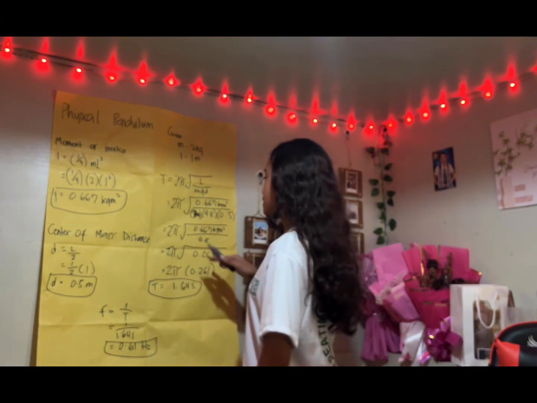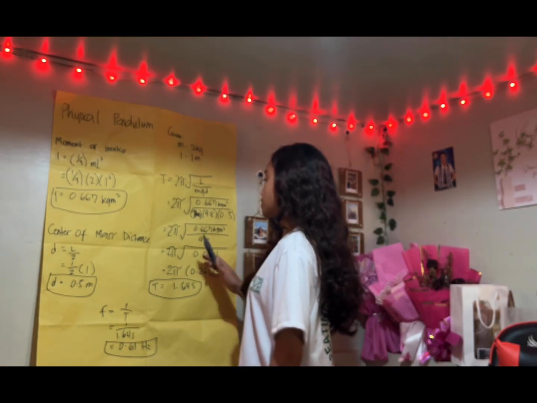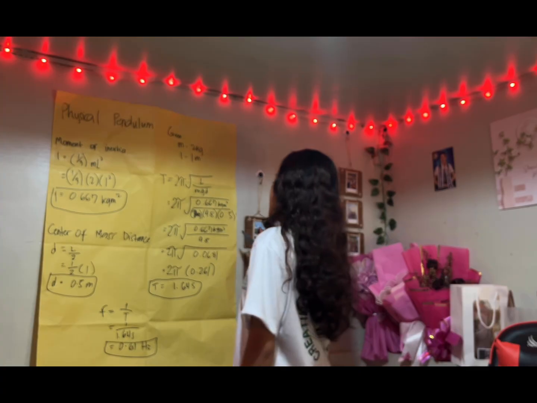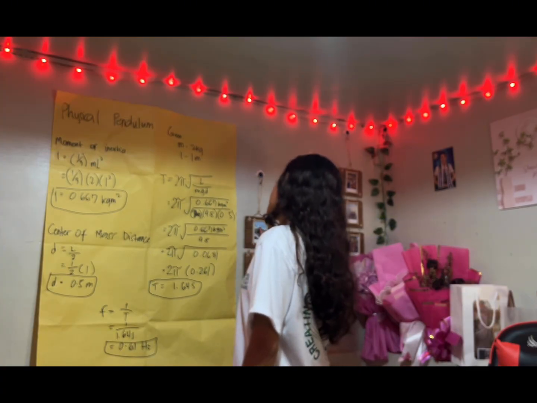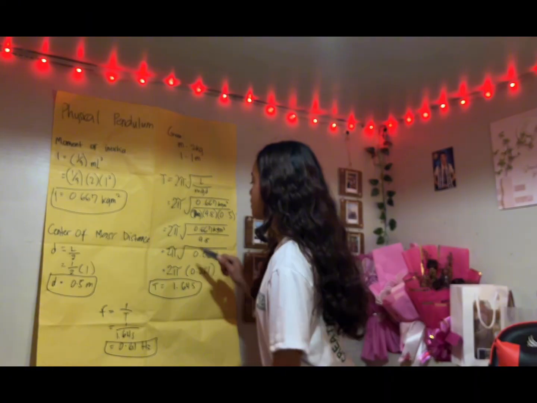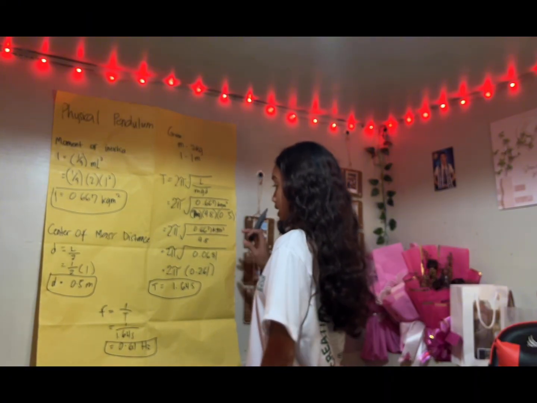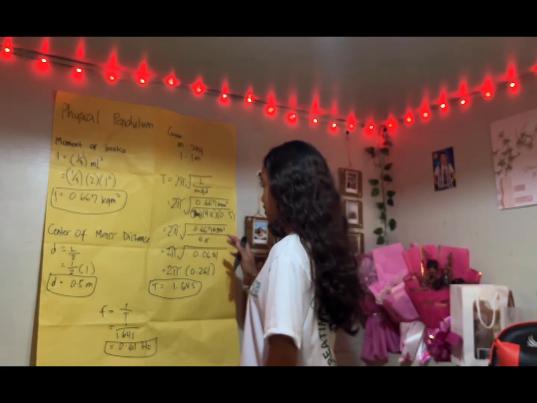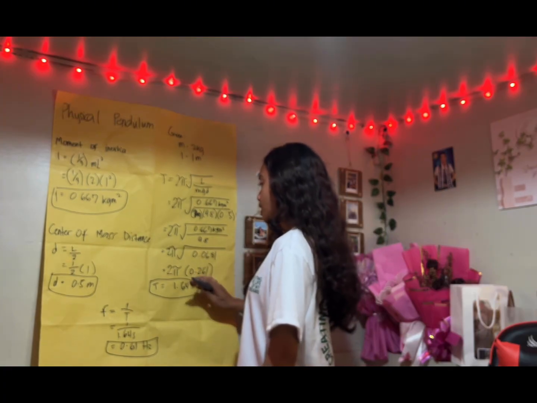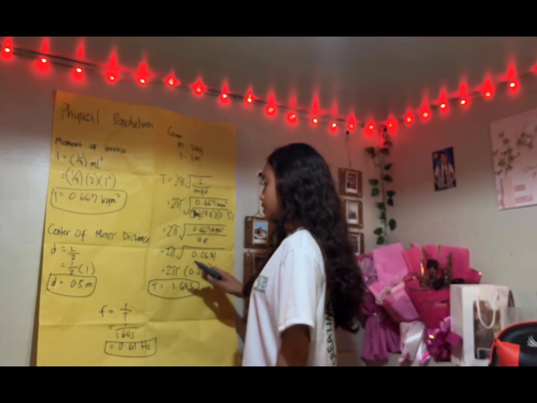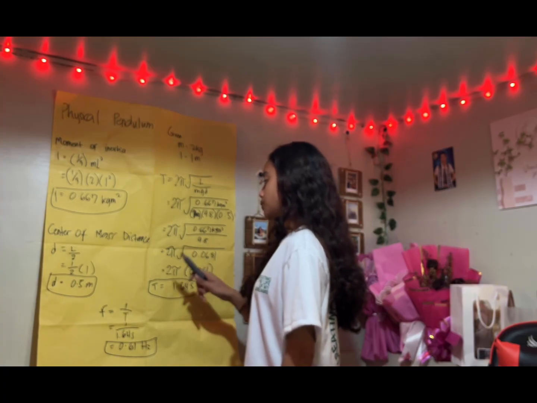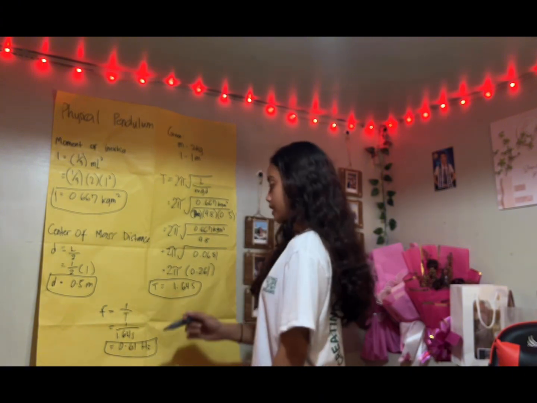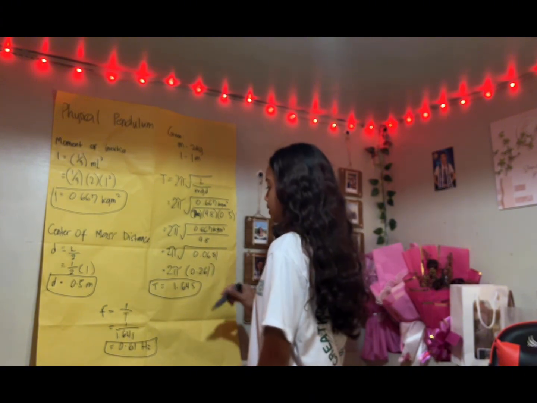Let's proceed. 2 pi square root of 0.0681, that's because 0.667 kg m squared over 9.8 gives 0.0681. The square root of 0.0681 is equal to 0.261. So 2 pi times 0.261, and our final answer is 1.64 seconds.